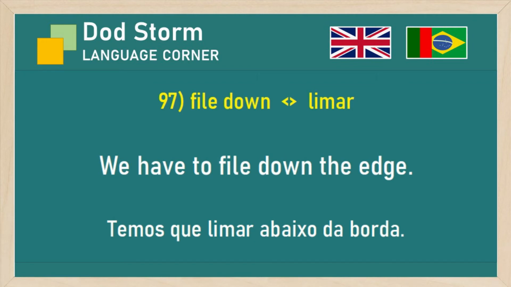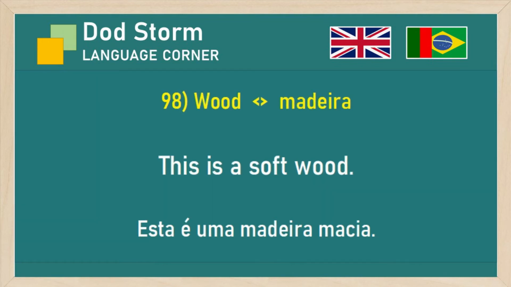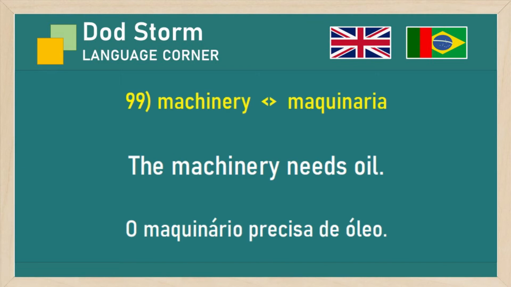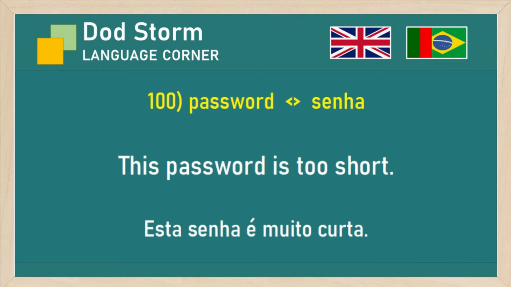We have to file down the edge. This is a soft wood. The machinery needs oil. This password is too short.